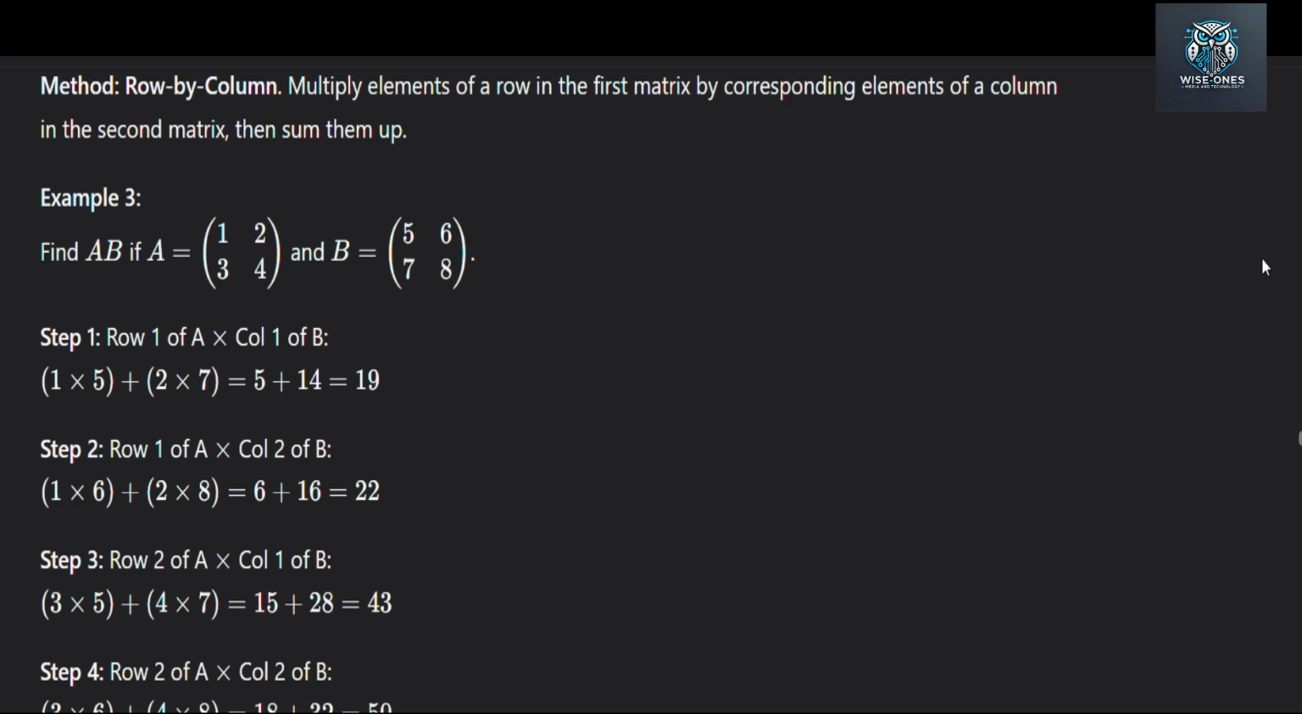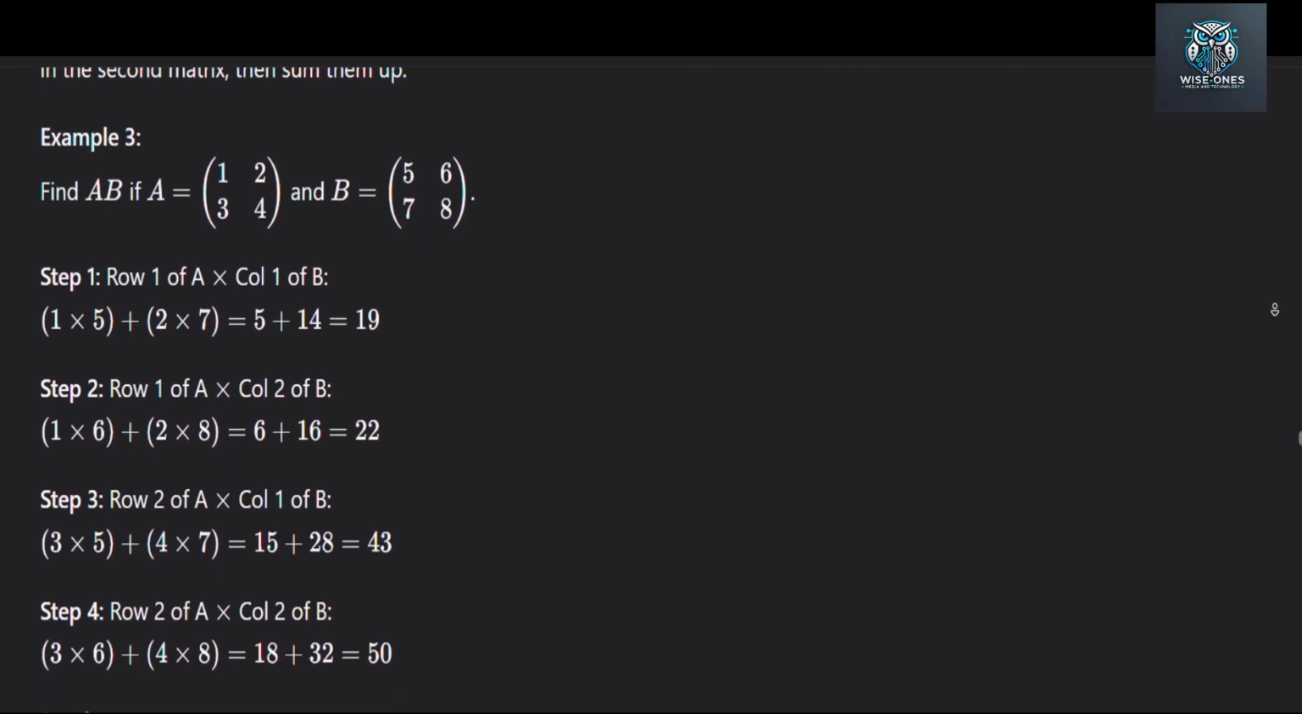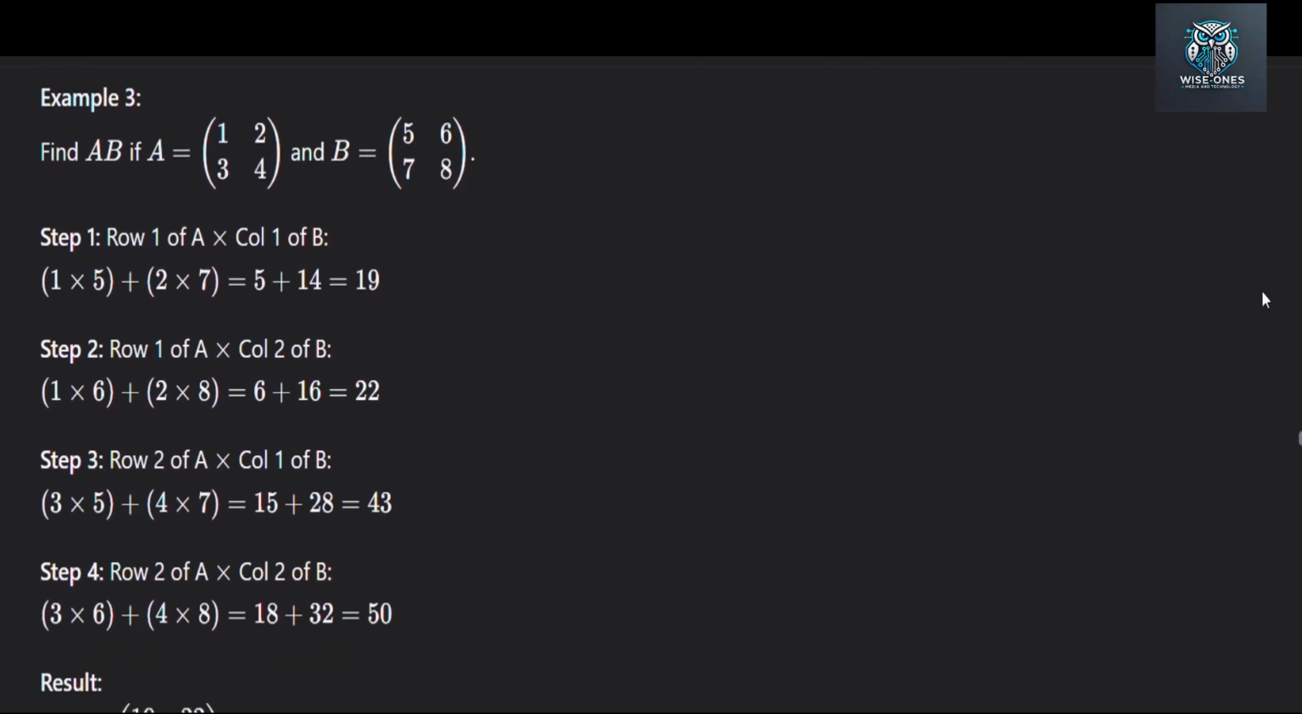We need to find 4 numbers for our answer matrix. Step 1. Row 1 of A times column 1 of B. Row 1 of A is 1, 2. Column 1 of B is 5, 7. Multiply first elements. 1 times 5 equals 5. Multiply second elements. 2 times 7 equals 14. Add them. 5 plus 14 equals 19. This goes in the top left of our answer.